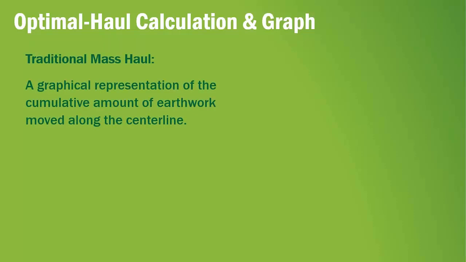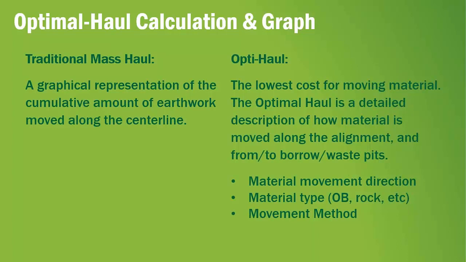So a traditional mass haul is just a graphical representation of your earthwork. Accumulated cut minus accumulated fill, and it shows you the stations along the center line. The OptiHaul gives you a little bit more information than the traditional mass haul. It's first of all calculating how to move the material around to meet all your cut, fill, borrow and waste pits, and so on. It forces a balance, so if you don't have a balanced road, it will put in a pit for you.